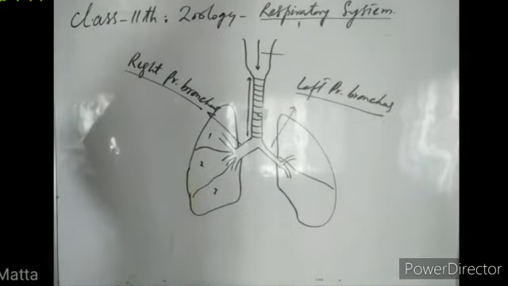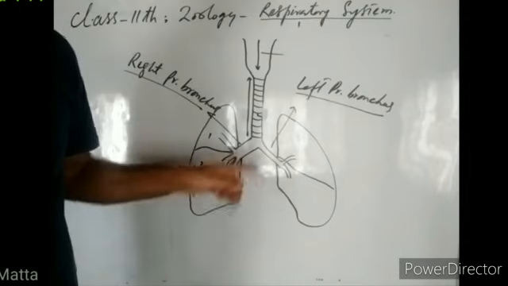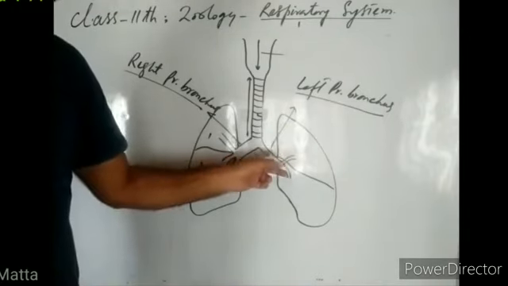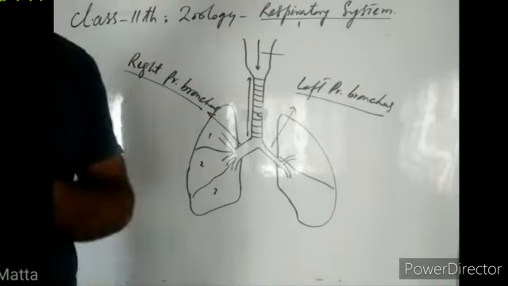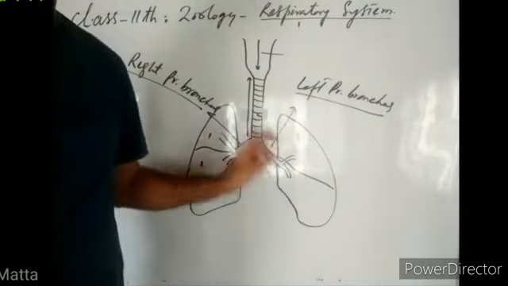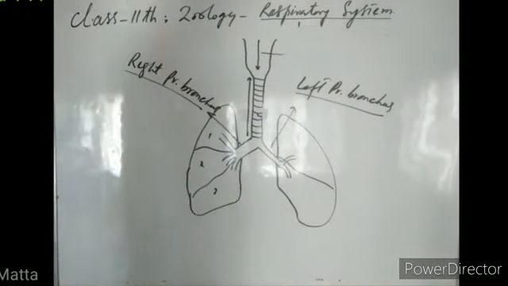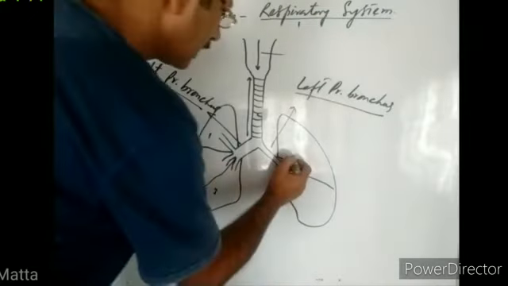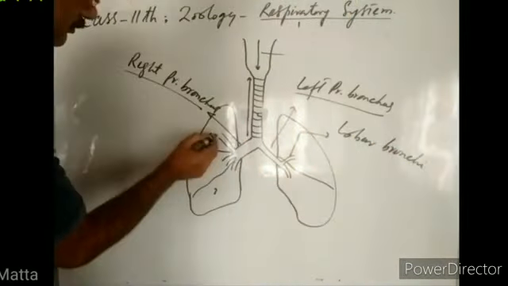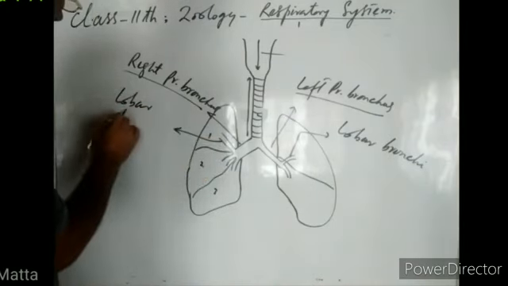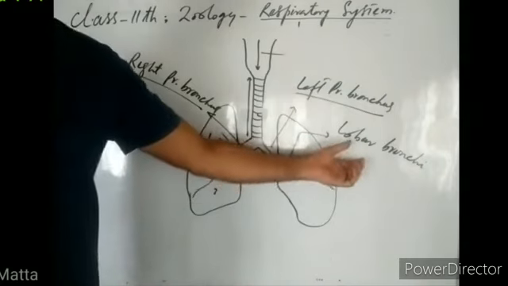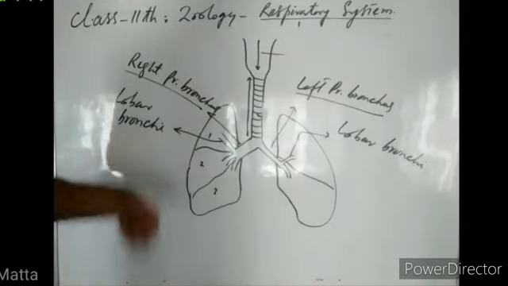So the trachea divides into two primary bronchi, the right primary bronchus and the left primary bronchus. The right primary bronchus is shorter and wider. The left primary bronchus is longer and narrower. Our right lung is three lobed, so the right primary bronchus divides into three branches, while the left primary bronchus divides into two branches, right? These branches of the primary bronchi are known as lobar bronchi. They enter into the lobes of the lung. That is why they are known as lobar bronchi. From the left primary bronchus, two lobar bronchi arise. From the right primary bronchus, three lobar bronchi arise, right?